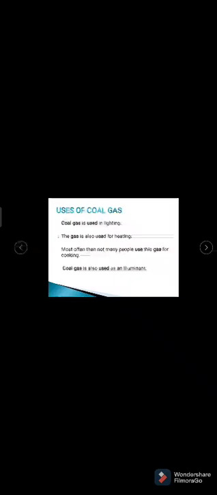Okay, this coal gas is used for lighting. The gas is used for heating. Most often, many people use this gas for cooking. Coal gas is also used as an illuminant. Okay, this coal gas is used as an illuminant, meaning for lighting purposes.